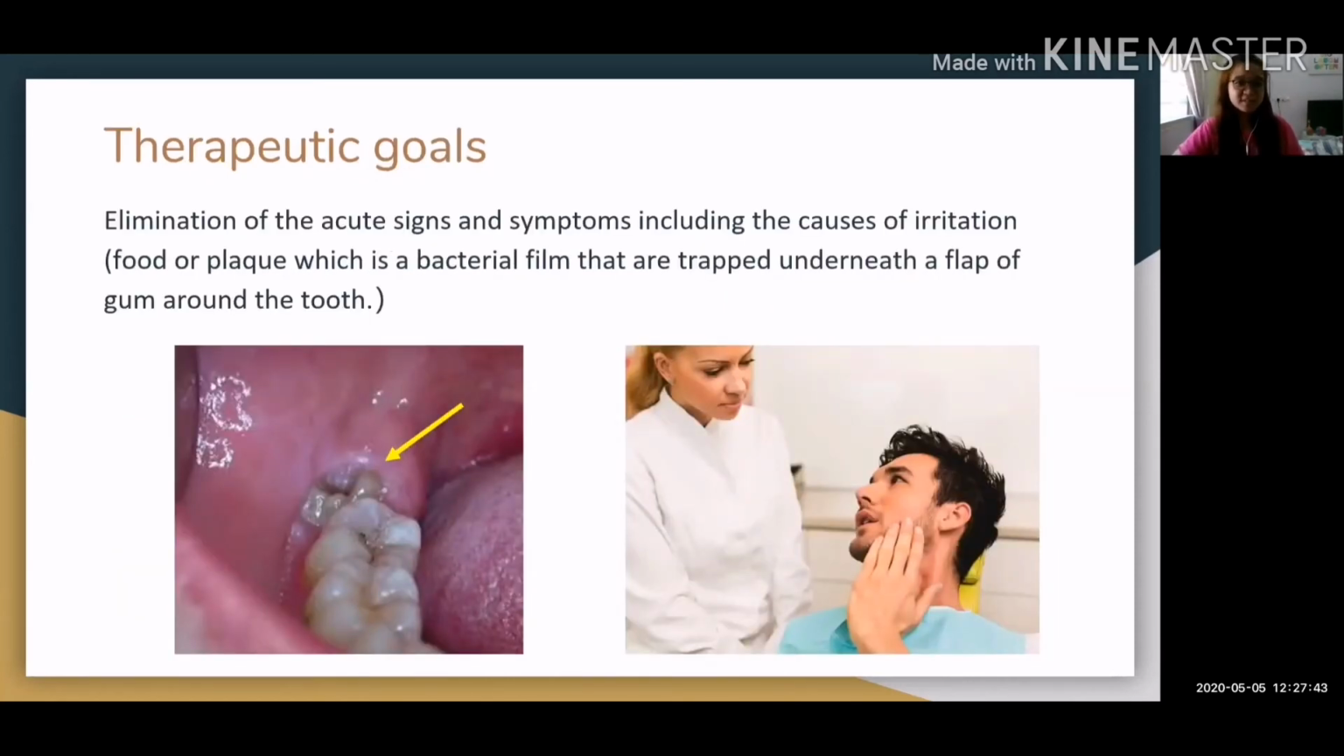Now I'm going to talk about the therapeutic goals of this disease, which include elimination of acute signs and symptoms such as painful swollen red lesions in those inflammatory areas, including the cause of irritation such as food or plaque, which is a bacterial film that is trapped underneath a flap of gum around the tooth.